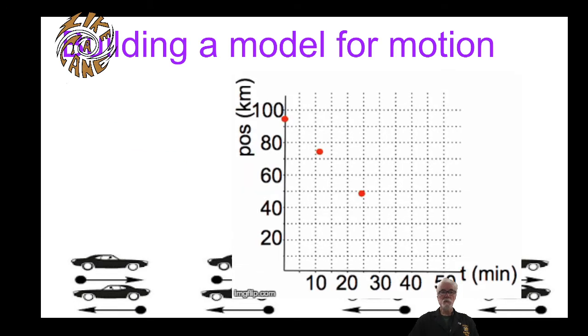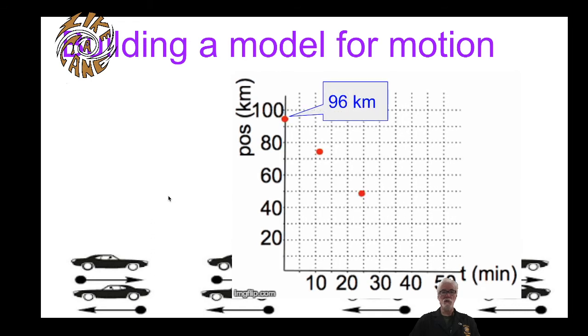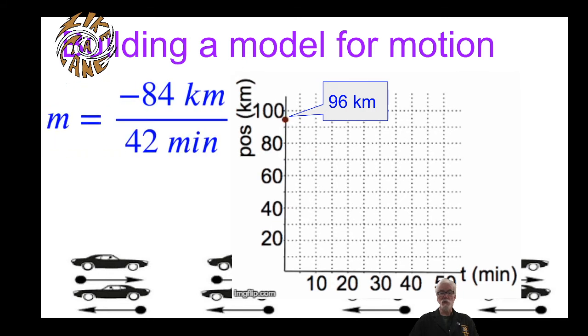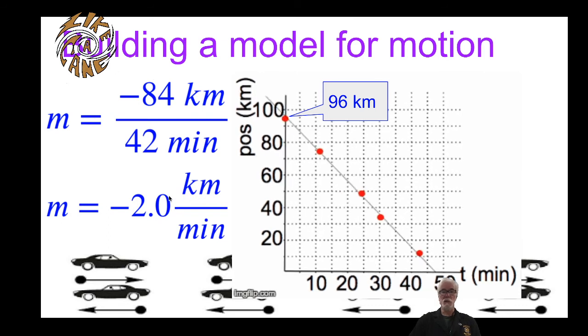If the train had been moving the other direction towards Happyville on the return trip, it's not hard to imagine what the graph of position versus time would look like. And a line would still be a good model for it. In this case, the starting position would be the 96 kilometer marker. And the train would still have a speed of 2 kilometers per minute, but because it's going in the reverse direction, the slope would not be 2, it would be negative 2 kilometers per minute.